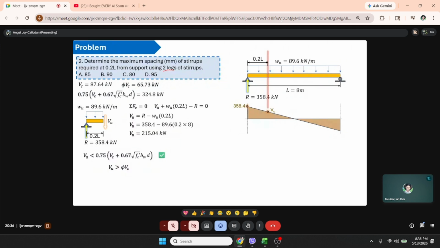And since Vu is greater than phi Vc, applicable na ang formula Vs equals Vu over phi minus Vc. So Vu is 215.04 over 0.75 minus Vc, 87.64, and Vs is equal to 199.08 kilonewton.